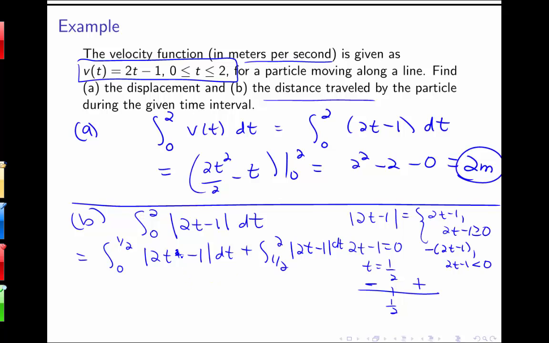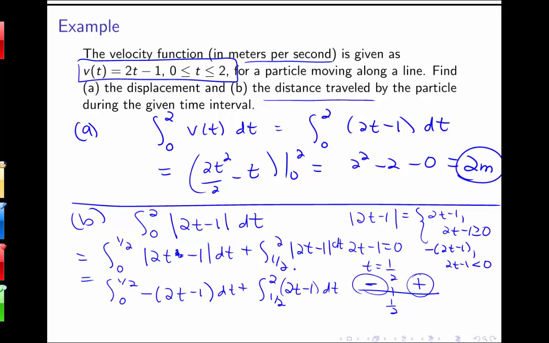Okay, and now I can use my definition of absolute value here to replace each of these pieces. So I'm going to have the integral from 0 to 1/2. Now the absolute value of 2t minus 1 should equal negative the quantity 2t minus 1 on that interval, in order to make that a positive quantity, since 2t minus 1 is negative on the interval from 0 to a half. And then this is going to be plus the integral from 1/2 to 2 of 2t minus 1, where I can drop those absolute value bars since 2t minus 1 is positive when t is bigger than 1/2.